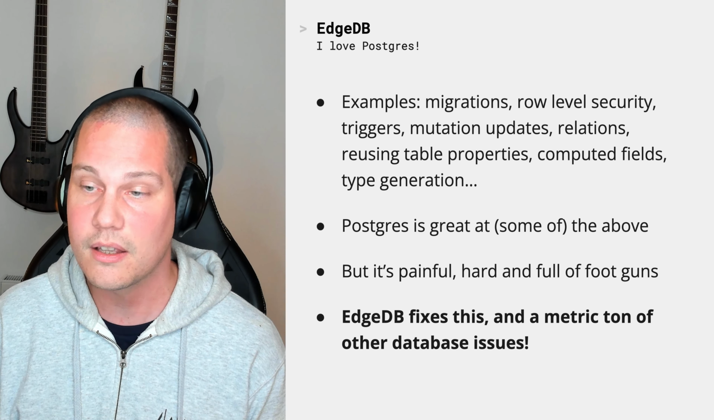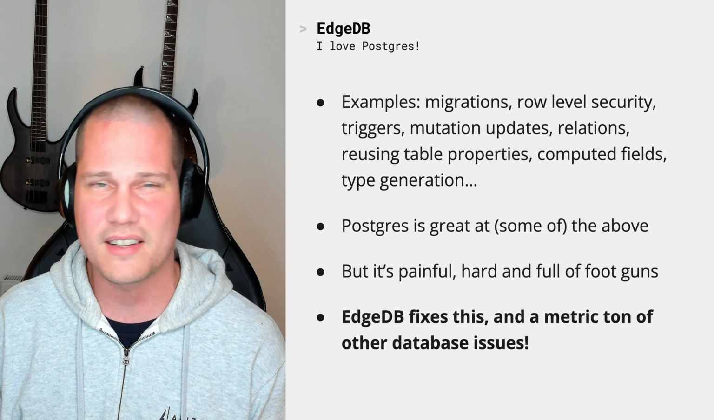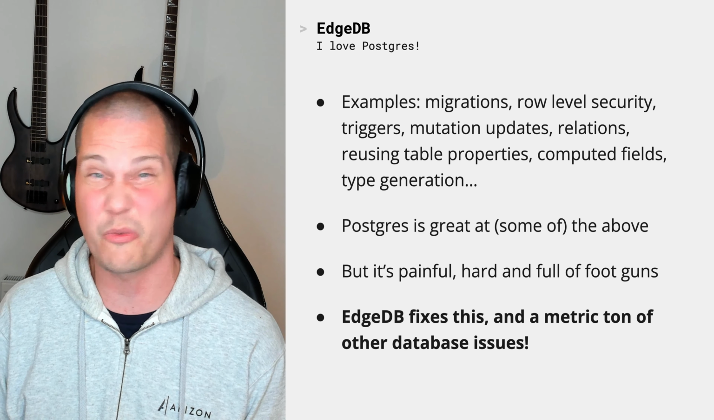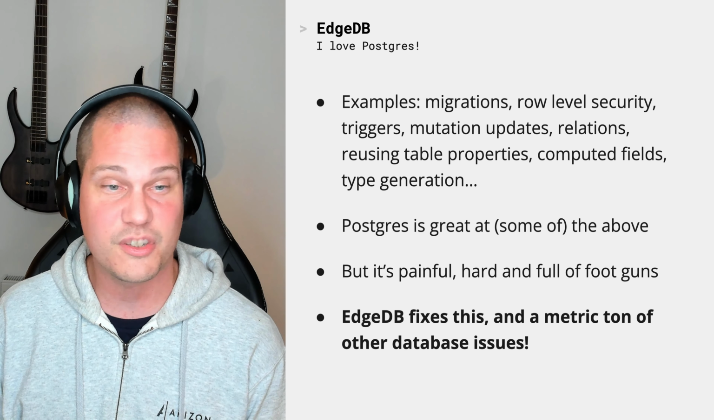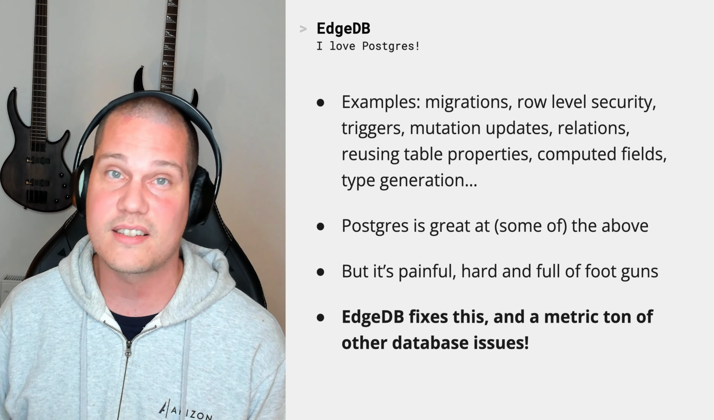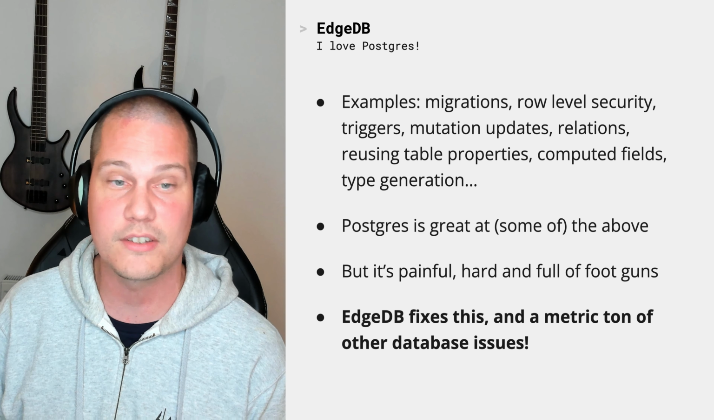So Postgres is great at some of those things, and some of them it can't really do in a good way. But unless you're a Postgres expert, it's usually hard and full of foot guns, and not the nice kind of small guns I was talking about before, more like a shotgun which blows away the entire foot rather than just makes a nice little hole. And I think that EdgeDB fixes this and a bunch of other issues I've had with building things and using databases.